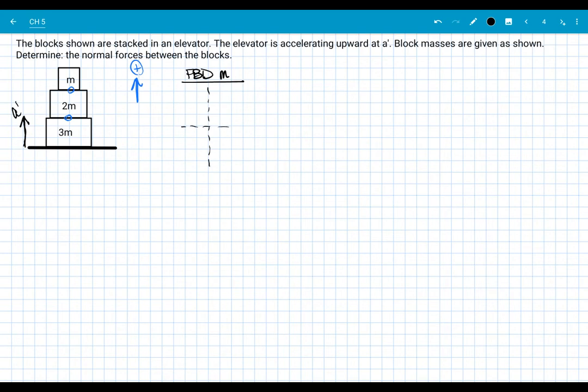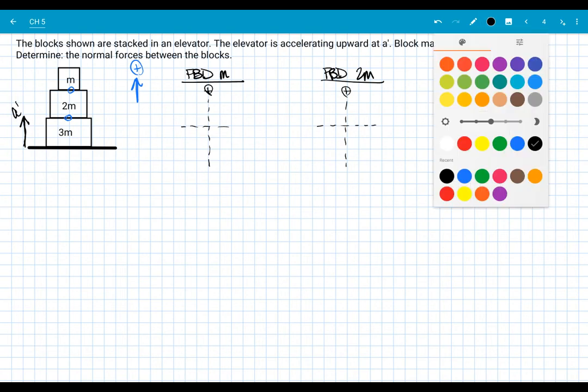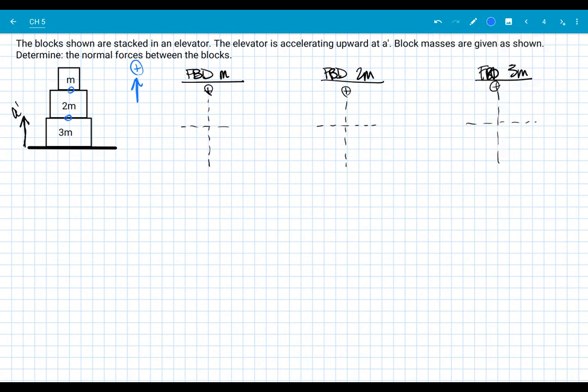I'll do m. I'm just going to lay these out first. Free body diagram for 2m, and then of course for my 3m block. And in all those cases, I've got upward positive. Great. Okay, so I'm going to change my color here and just start popping in what my forces are.